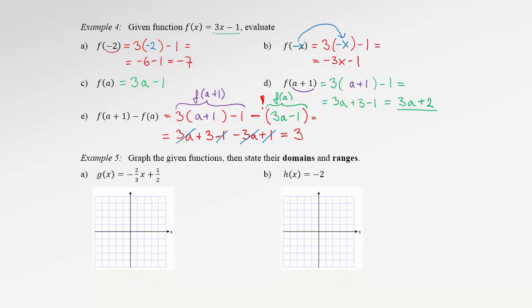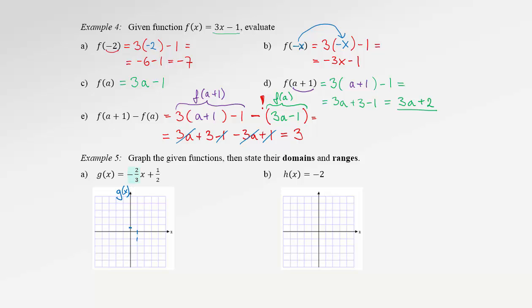In the next example, we are asked to graph the given functions and then state their domains and ranges. So this is function g of x, and we have a prepared piece of graph paper. On the y-axis we'll have g of x values. Since we know that this is a linear function and we know how to graph a linear function, let's recall the free term is our y-intercept. So we'll plot 1/2 on the y-axis. Here I assume that 1 square represents 1 unit. So 1/2 is somewhere there.